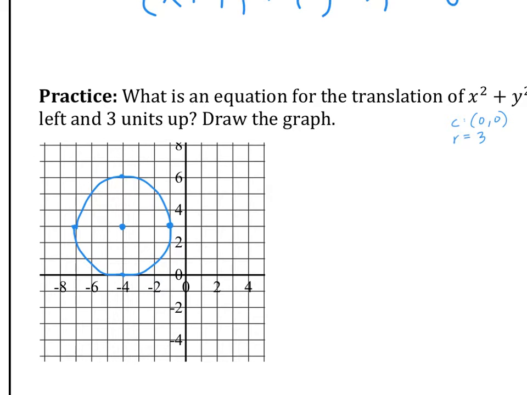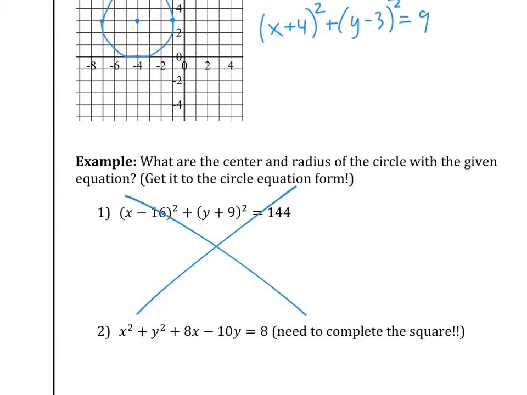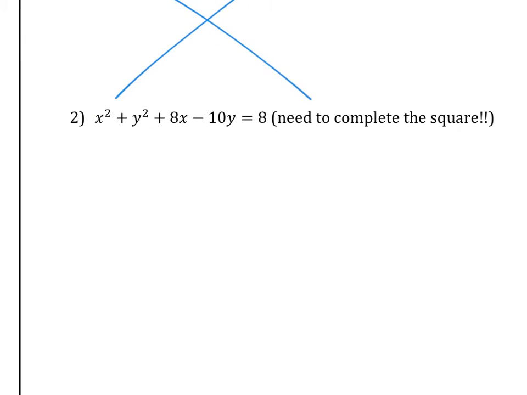Everyone's amazed. Okay, go ahead and write the equation for this circle now. All right, the equation is x plus 4 squared plus y minus 3 squared equals 9. All right, let's skip this one. This one's too easy. Let's do the second one.